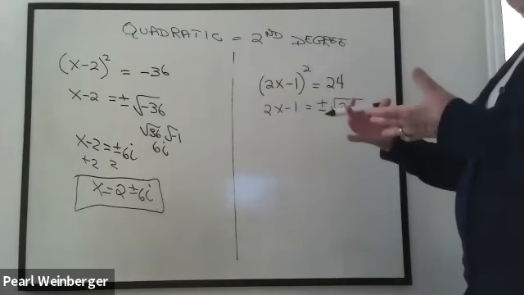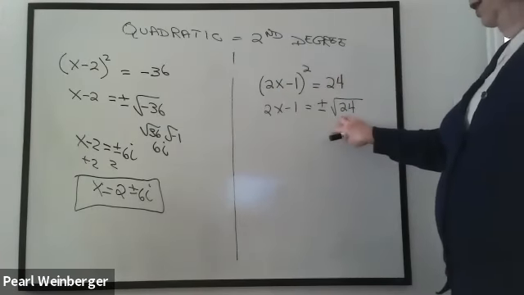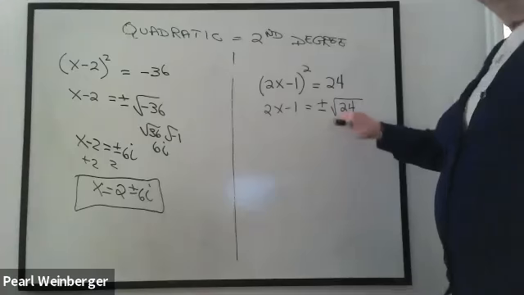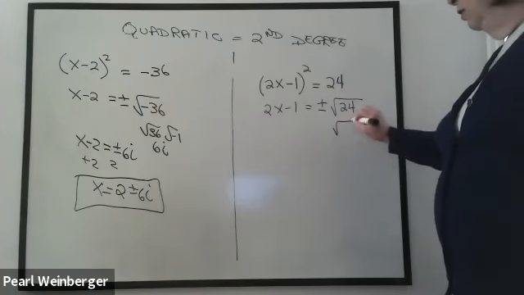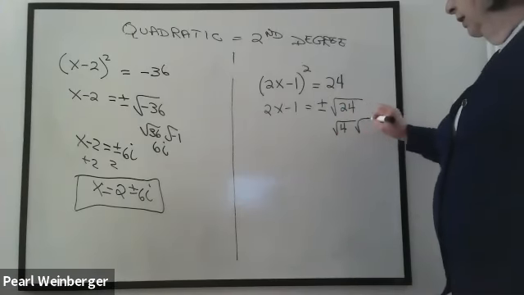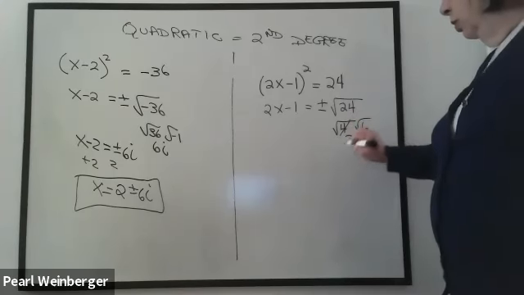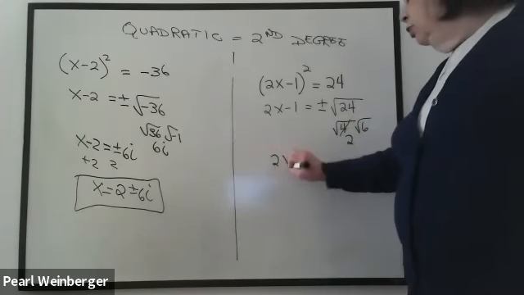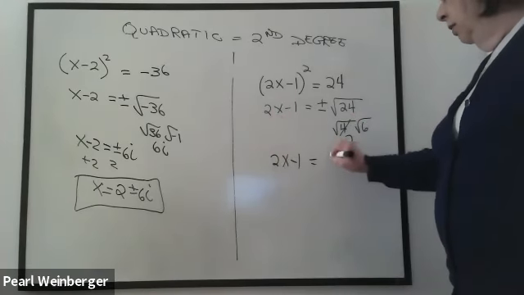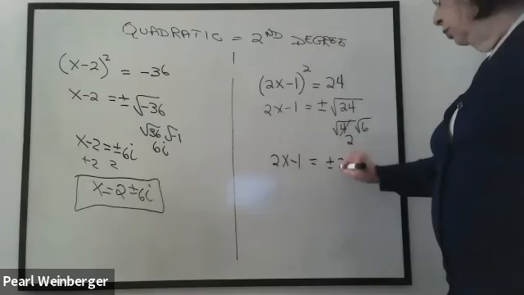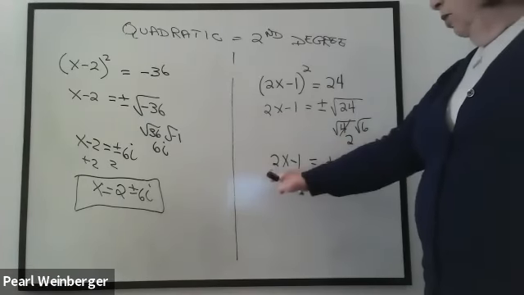Now I'm just going to finish up by simplifying. First of all, I want to simplify the side that has the radical. Now 24 is not a perfect square, but I can break it down into 4 and 6. And the square root of 4 is 2. So this really becomes 2x minus 1, I'm leaving this side alone, equaling plus or minus 2 square root of 6.